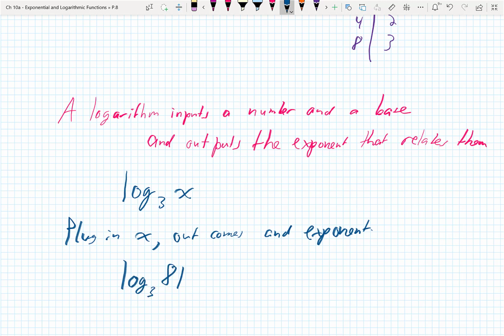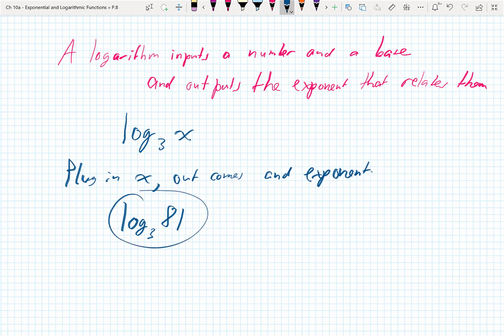Not a super huge number. But the log base 3 of 81 is the exponent that relates 3 and 81. 3 to what power is 81? 4. This number right here, this is a number. That is equal to the number 4. They are both the same thing.